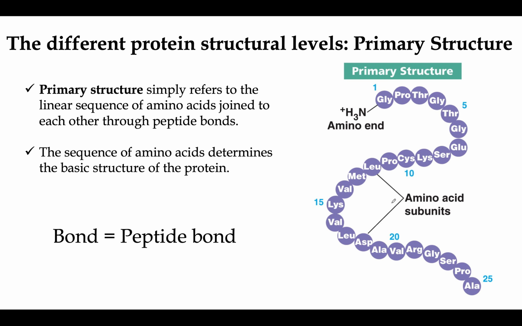So now we go to the different levels of protein structure. The first one is primary structure. How do you define a primary structure? Primary structure simply refers to the linear sequence of amino acids joined to each other through peptide bonds. So if somebody asks you what is the primary structure of this polypeptide, what you need to do is to start reading the amino acid sequence from the amino end. I mentioned this previously. You should always read the amino acid sequence from the amino end. So glycine, proline, threonine, glycine, threonine, glycine, and so forth.